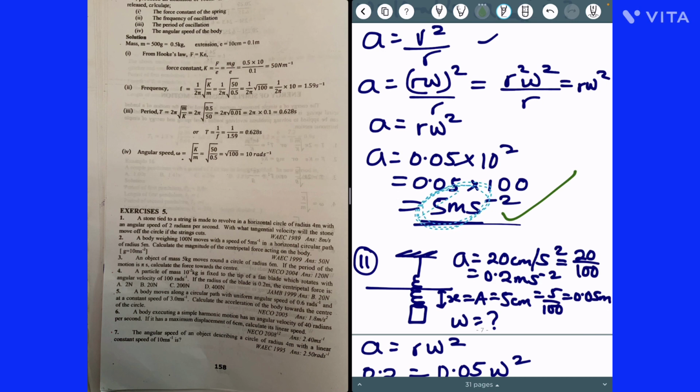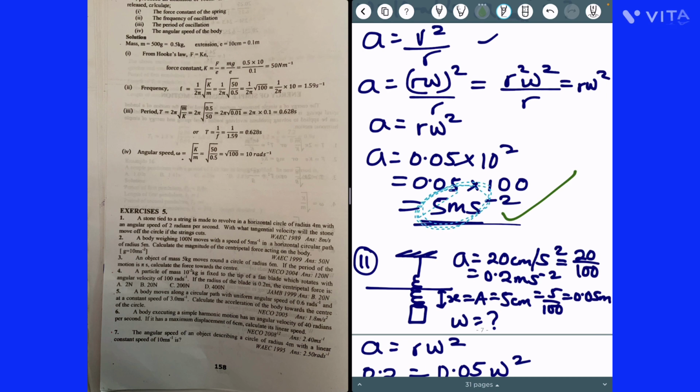Question 3 now. An object of mass 10 kg moves around a circle of radius 14 meters. If the period of motion is 3 pi seconds, calculate the magnitude of the centripetal force acting on the body. Or calculate the force towards the center. It's the same thing. The centripetal force acting on a body moving in circular motion acts towards the center of the circular path. Let me just give you 5 questions.